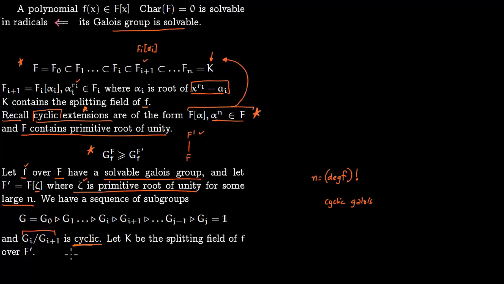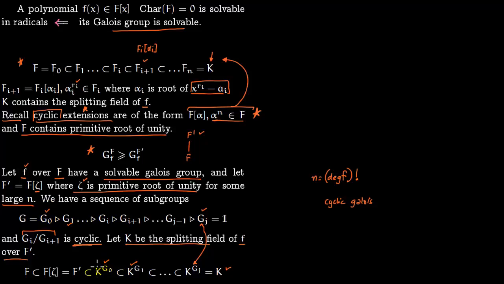So this is cyclic, and say K is the splitting field for f over F prime. Then you can use this Galois correspondence to construct these fields. Corresponding to the identity, you have your splitting field. Corresponding to G_j, you have your fixed field, K^{G_j}. Corresponding to G_1, you have this field. Corresponding to G_0, you have this field, which contains F prime, which we are saying is F adjoined with zeta. So now we are just using the Galois correspondence. This is given to us, and this is our correspondence from the fundamental theorem.